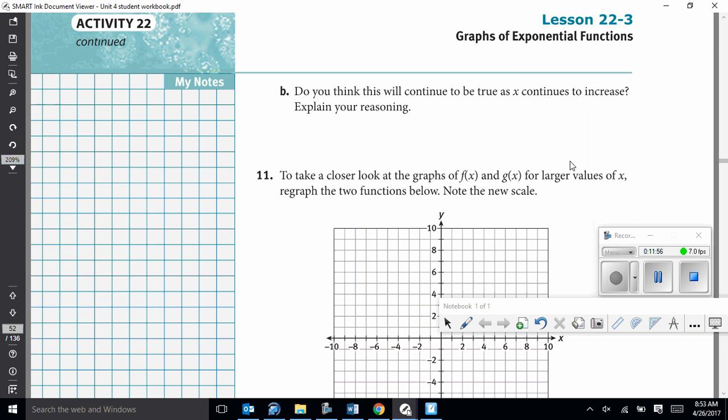Do you think this will continue to be true as x continues to increase? Explain your reasoning. So do you think there's going to be ever a point when our f of x function takes over and passes the g of x function after 2?